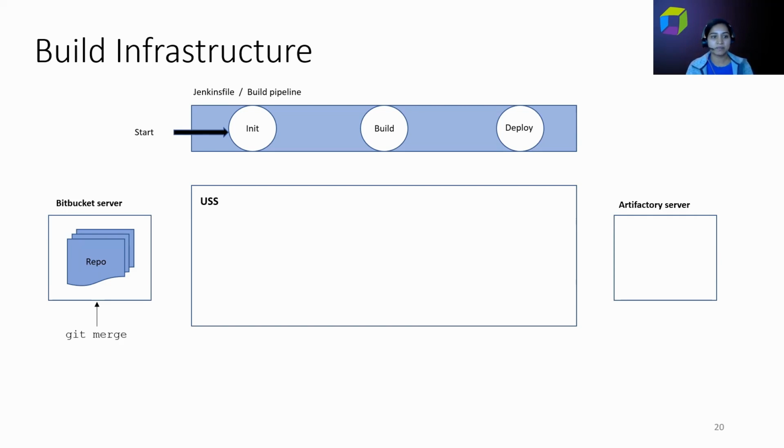So when a developer pushes any change to the Bitbucket server, it gets merged to the code repository. This changes the timestamp of the repository, and the timestamp is what triggers the build automation. Jenkins triggers the build automation and then refers to the Jenkinsfile, and then follows each of the stages.